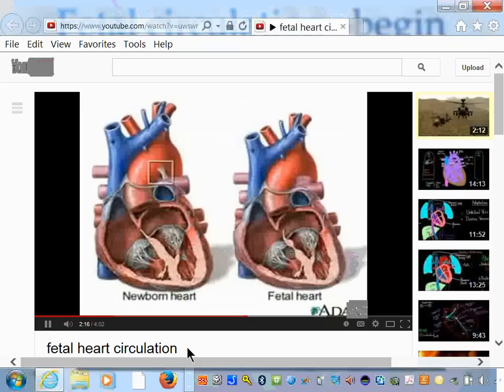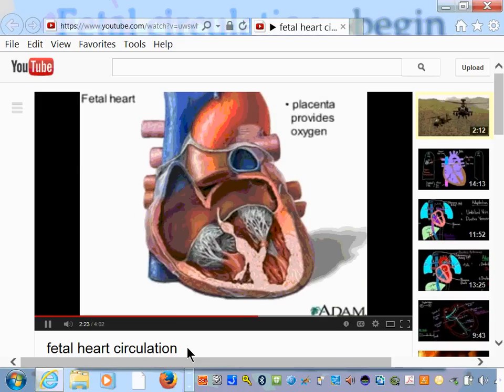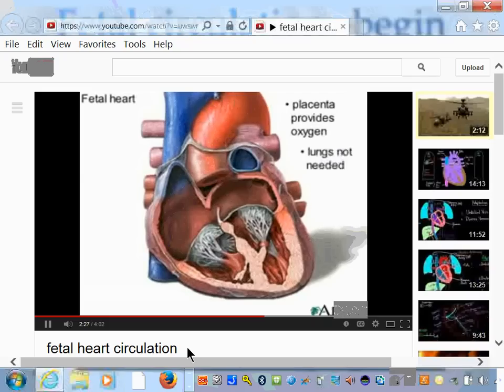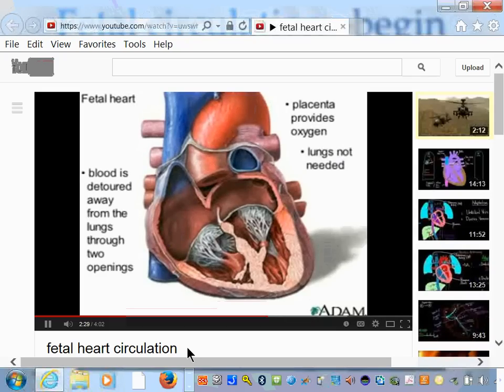You can see the fetal heart has the same basic components as the newborn heart, but there are a couple important differences. Because the placenta is providing all of the oxygen the fetus requires, its lungs are not needed to perform this task, and therefore, much of the fetus's blood is detoured away from the lungs through two openings or connections.